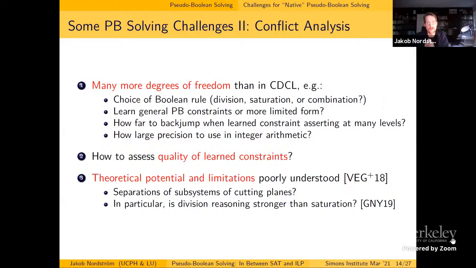Another thing is, since the coefficients are integers, what kind of precision do you want? Do you want to stay in fixed precision and round when you're overflowing? Or do you want to be in arbitrary precision?